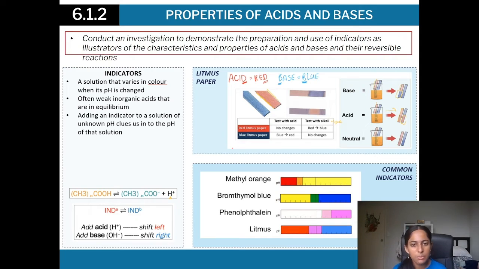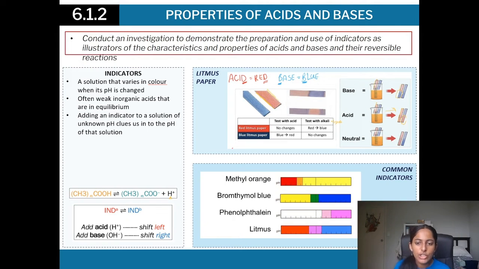For litmus paper, it's pretty straightforward. When you have red litmus paper and you test it with an alkali, it becomes blue. For blue litmus paper, when you test it with acid, it becomes red. So that's how it works. You can just say acid is red and base is blue. That's how you know the colors.